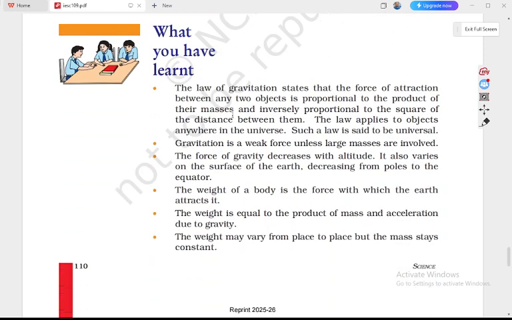What we have learned: the law of gravitation states that the force of attraction between any two objects is proportional to the product of their masses and inversely proportional to the square of the distance between them. This law applies to objects anywhere in the universe. Such a law is said to be universal. Gravitation is a weak force unless large masses are involved. The force of gravity decreases with altitude. It also varies on the surface of the earth, decreasing from poles to the equator.